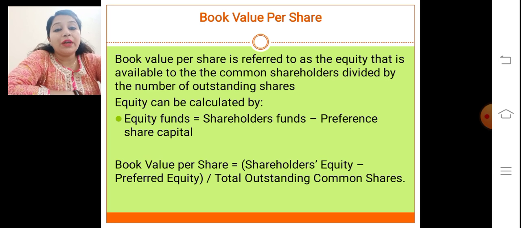Next is book value per share. Book value per share refers to the equity that is available to the shareholders divided by number of outstanding shares. The formula of equity fund is shareholders fund minus preference share capital, and book value per share is equal to equity shareholders minus preferred equity upon total outstanding common shares. This is the formula to calculate book value per share.